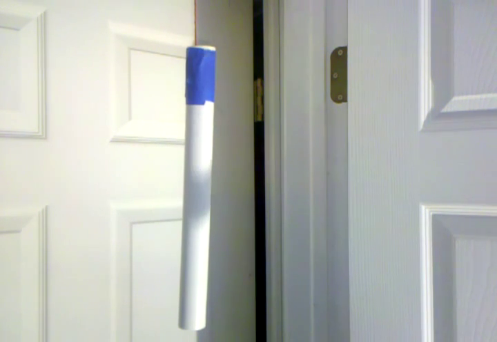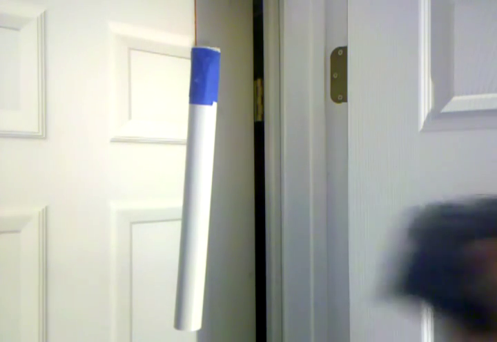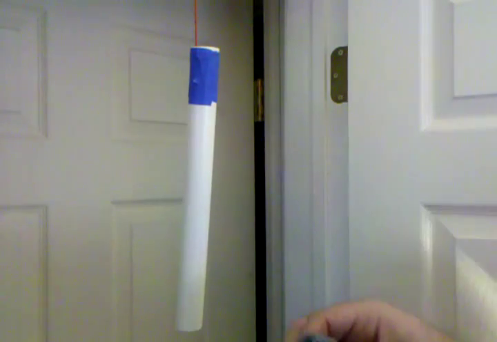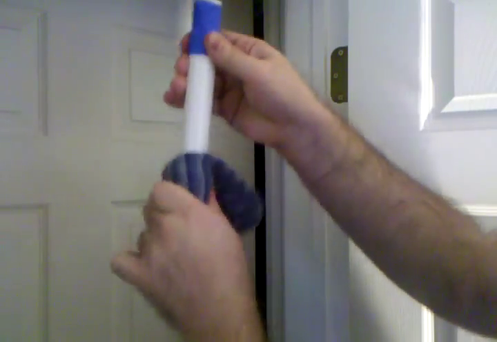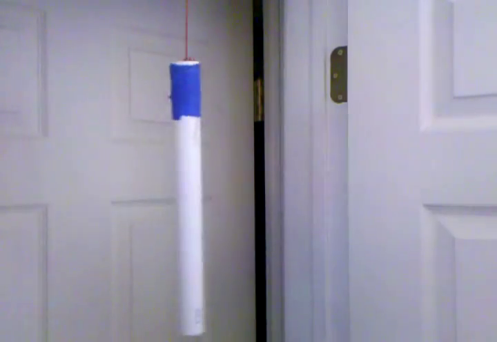But if I take a piece of wool and I rub the second PVC pipe, and then I take the same piece of wool and I rub the hanging PVC, so that I've done the same thing to both pieces of PVC. Then when I bring the two close to each other, watch what happens.